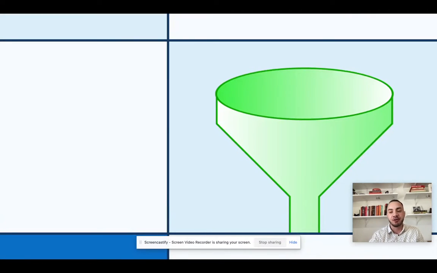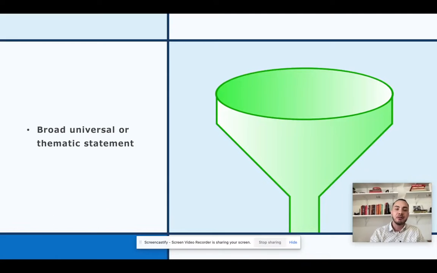And the funnel method starts broad and then gets narrow as we get a little bit closer towards the end of the introduction. Typically, the funnel is going to begin with a broad, universal, or thematic statement. This broad, universal, or thematic statement doesn't necessarily mention the text or mention the author, but usually connects to a theme that the author discusses in his or her work.